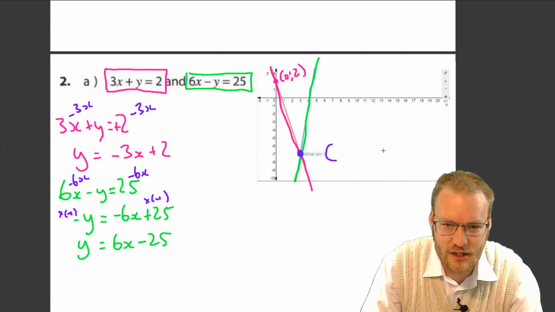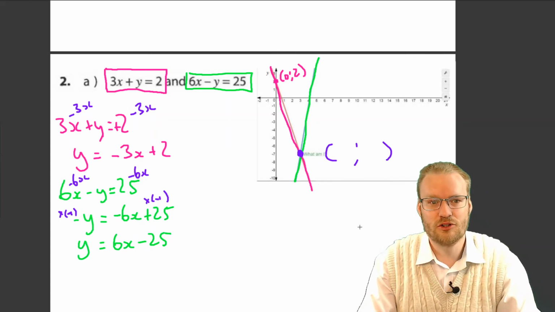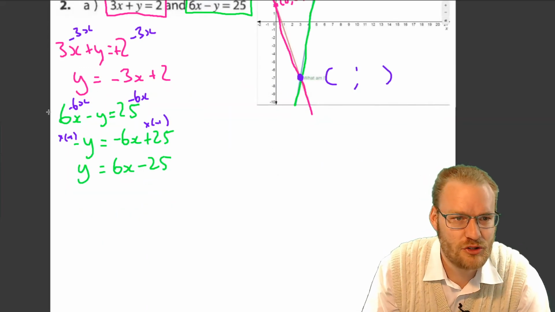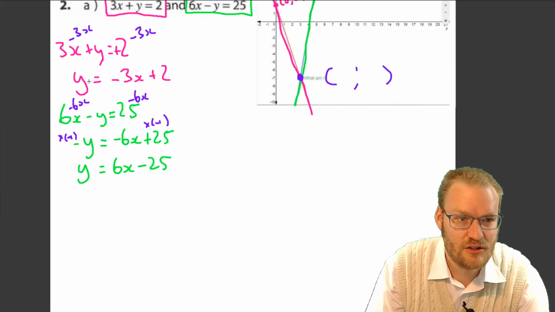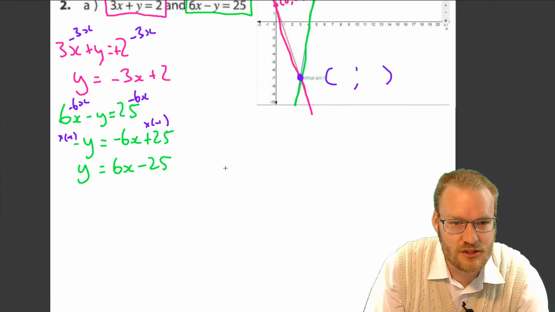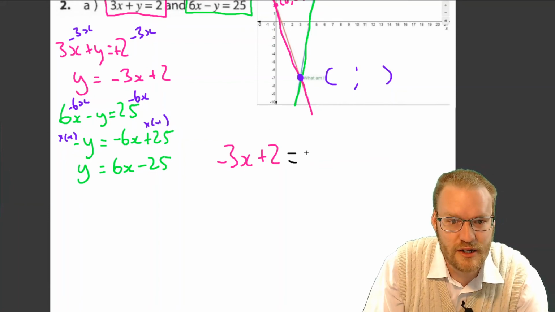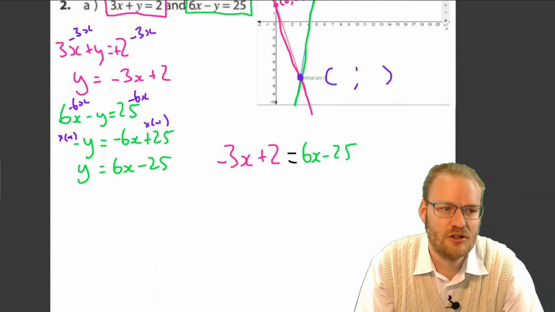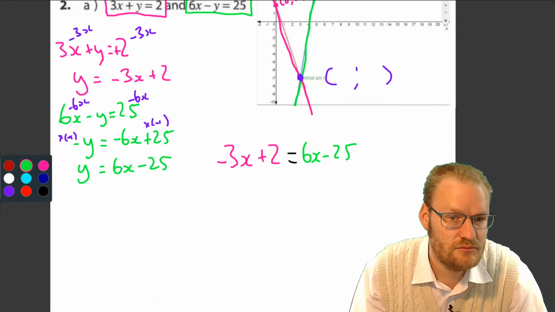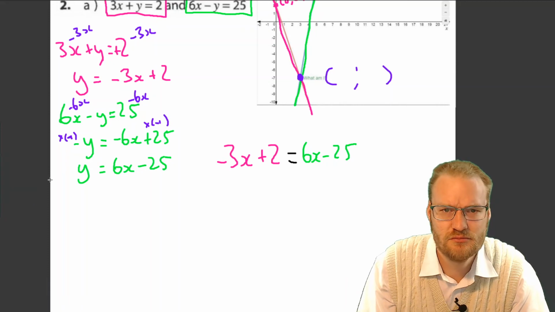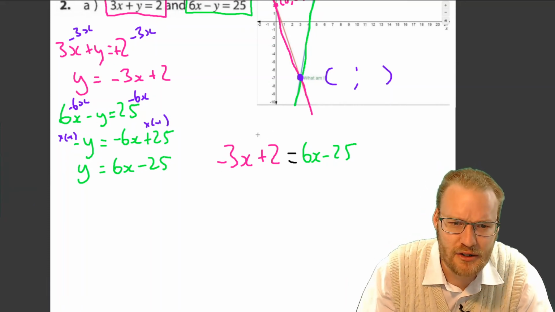What we're trying to find in this process is this point here where the two graphs are equal to each other. So let's put the two graphs equal to each other. Minus 3x plus 2. Hey, when are you, the pink line, equal to this green line, 6x minus 25? Now we've got an equation, and we solve. So go for it, solve. Pause, I'm just going to do it quietly in the background here.